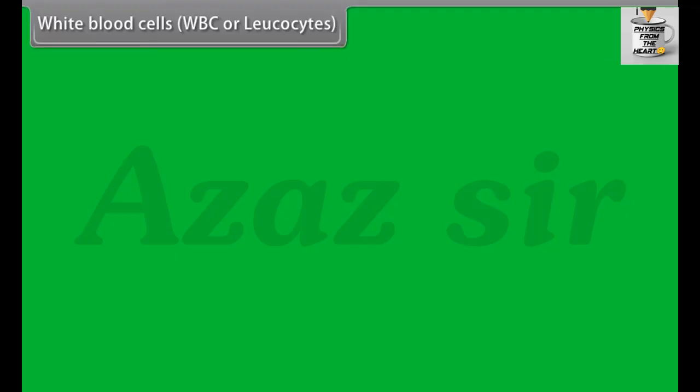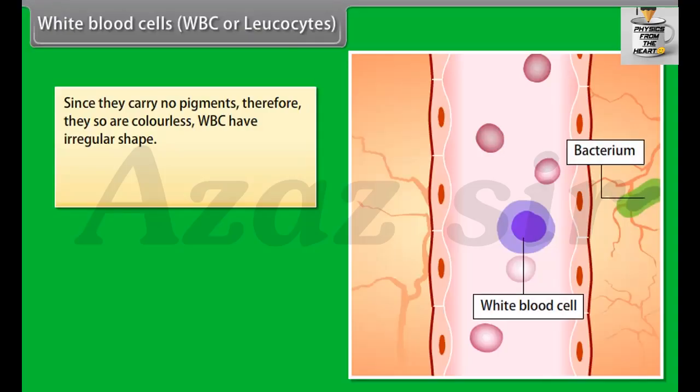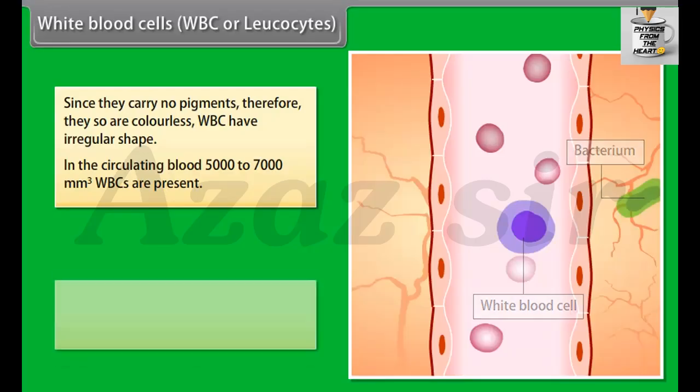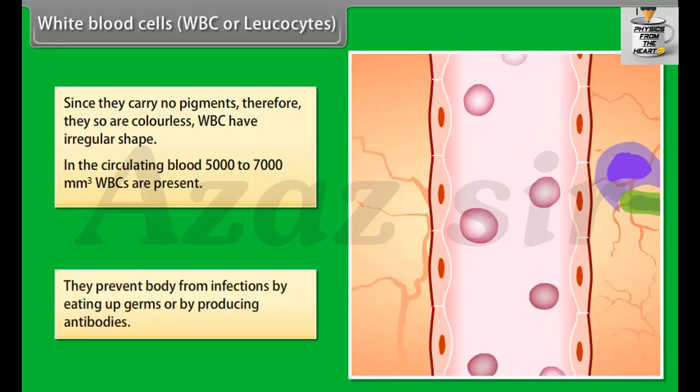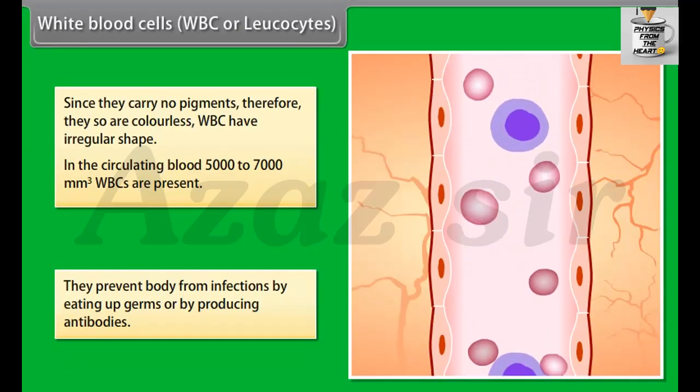White blood cells, WBC, or leukocytes. Since they carry no pigments, they are colorless. WBC have irregular shape. In the circulating blood, 5,000 to 7,000 per mm³ WBCs are present. They prevent the body from infections by eating up germs or by producing antibodies.